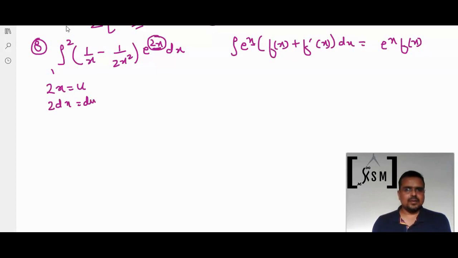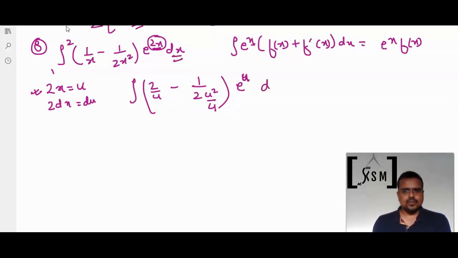Okay. So for 1 over x, I will write 1 over u over 2. And for x square, I will write u square over 4. Correct? And that is e to the power u. And for dx, we write du over 2. Good. So the entire question I have converted in terms of u.